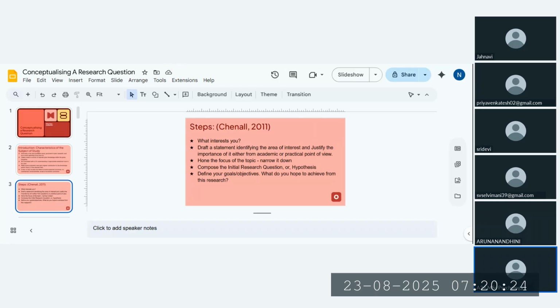Okay. Since I didn't get any answers, I'll go ahead. These are the characteristics of a good research subject. Then we look at what has already been studied and reviewed in that area and find the loopholes and gaps which need to be filled in by our research.